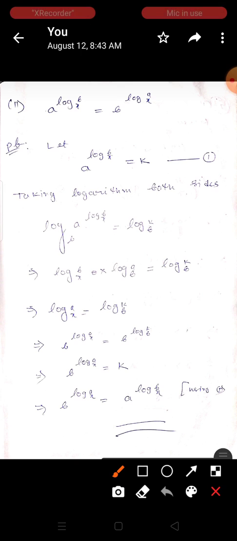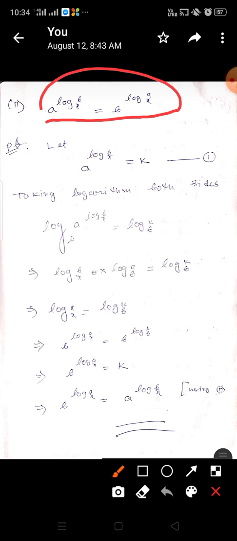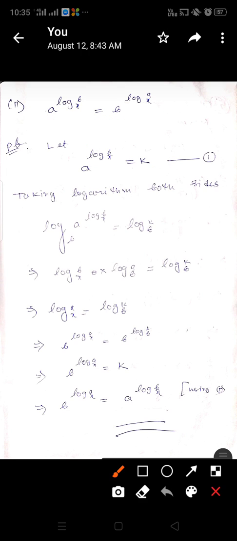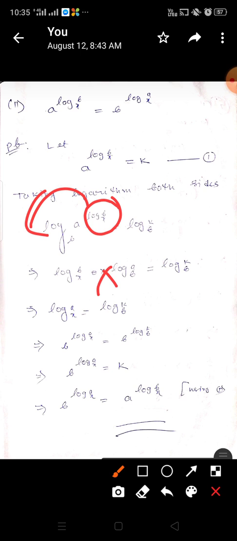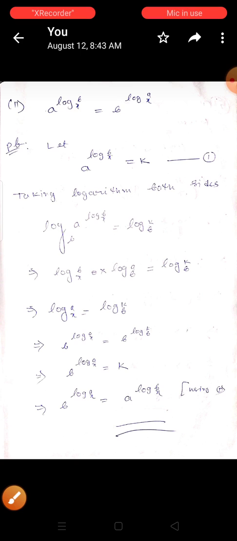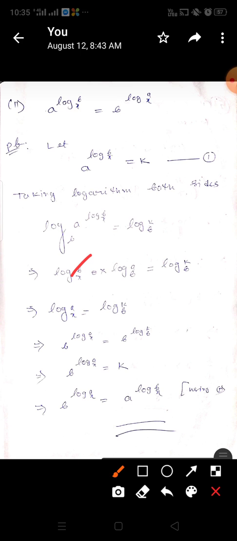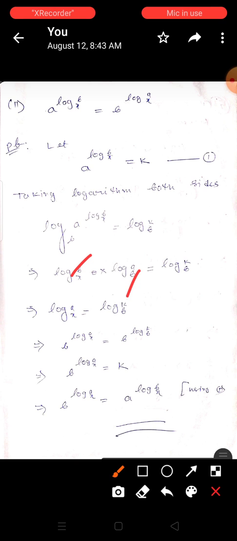Then prove that a to the power log of b to the base x equals b to the power log of a base x. So let a to the power log of b base x equal k. Now taking log on both sides, log a to the power log b base x is log of k. The log of b base x will come outside: log of b base x into log of a base b. Then the b cancels. Log of a base x equals log of k to the base b.